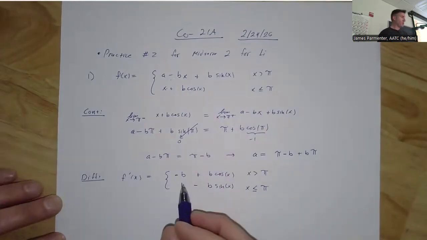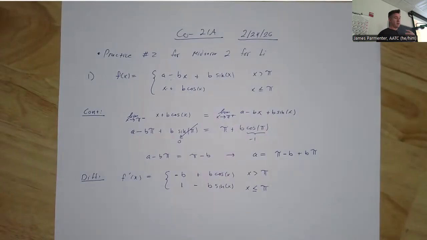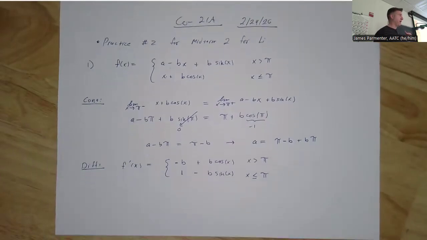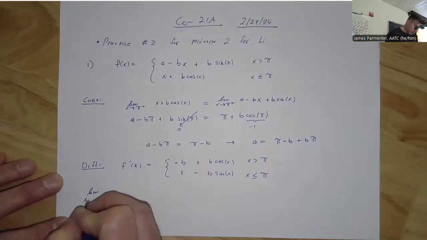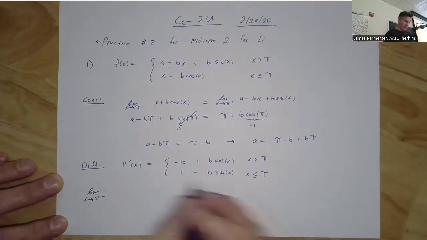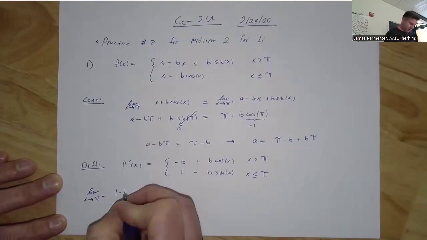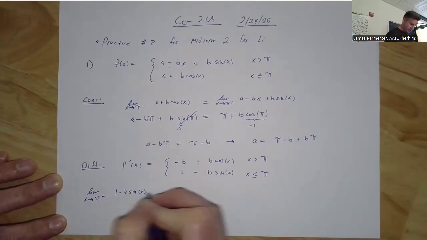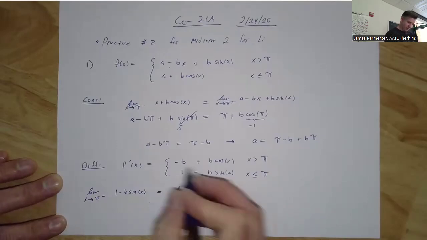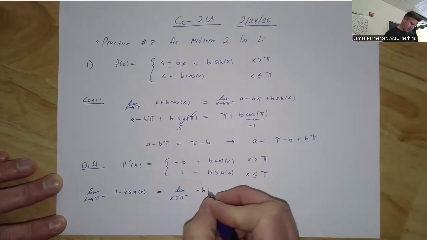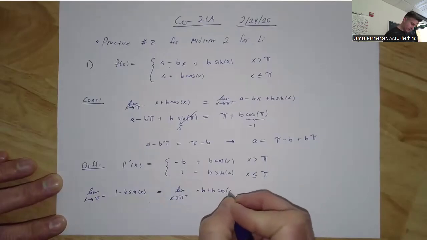So then let's see. Just like last time, for the function to be differentiable here, we really need to make sure that the left-hand limit and the right-hand limit end up equaling each other. So the limit as x approaches pi from the left, and the left side is the bottom side, of 1 minus b sine of x. We need that to be equal to the limit as x approaches pi from the right of the right piece, which is negative b plus b cosine of x.